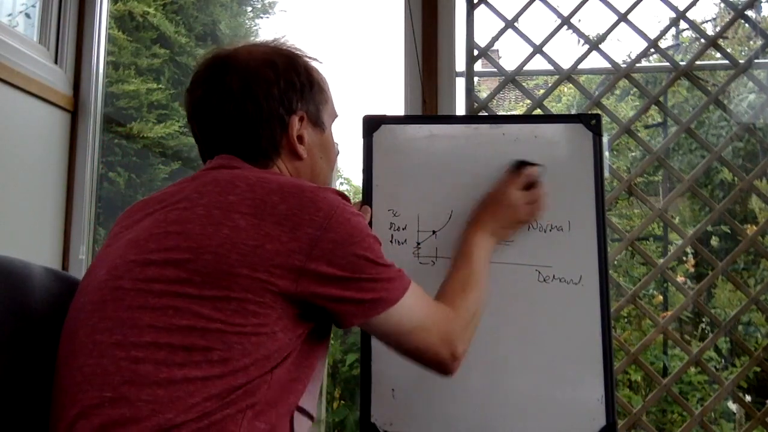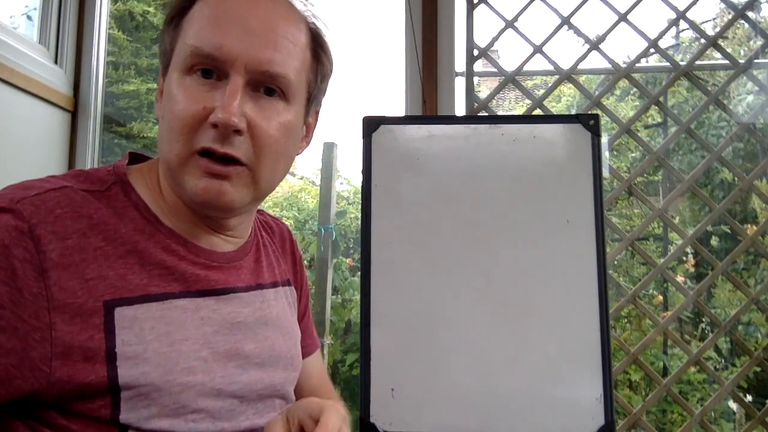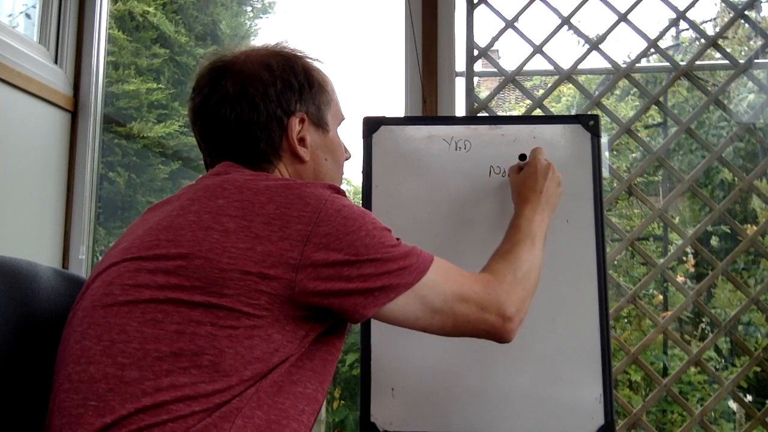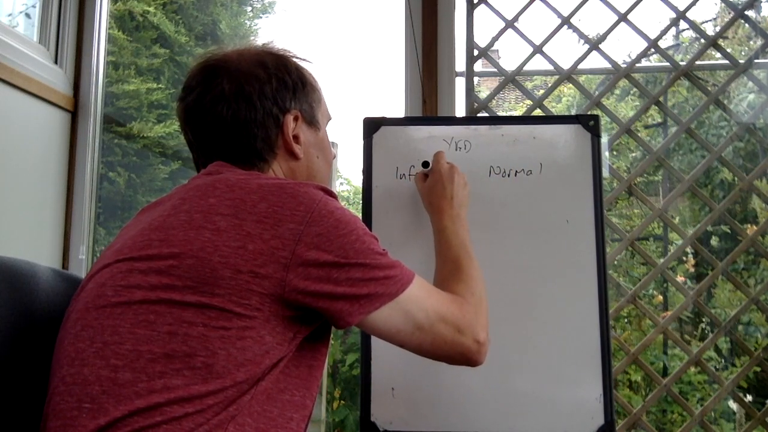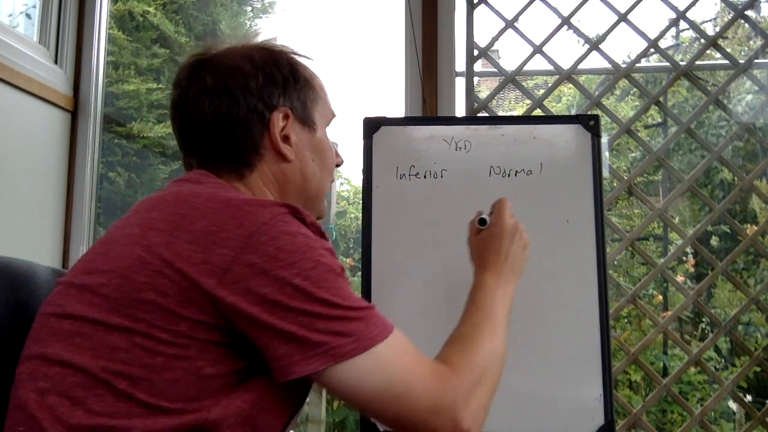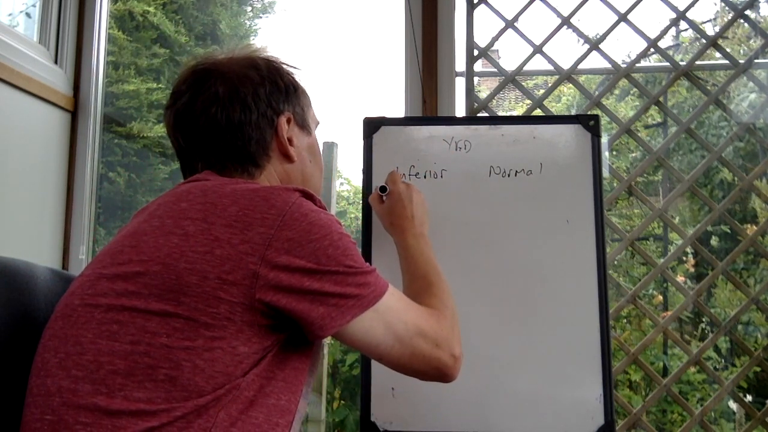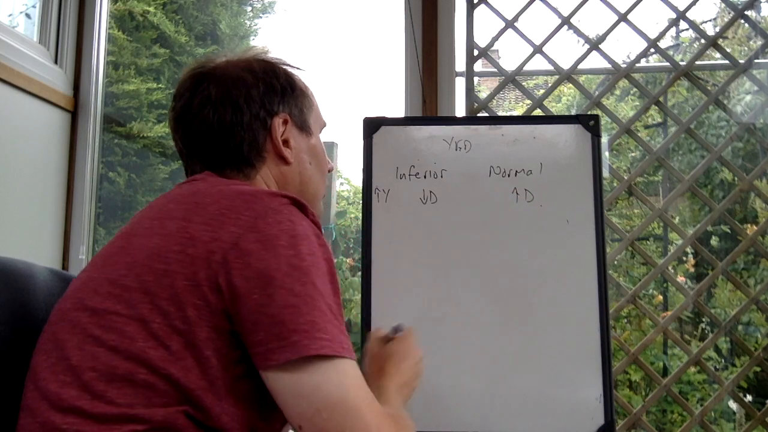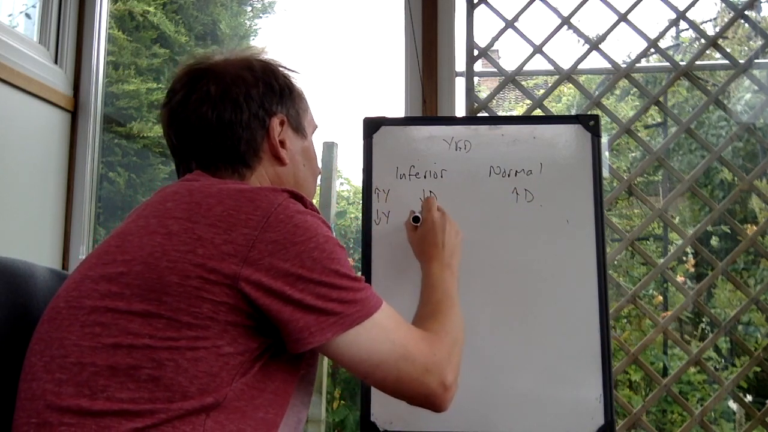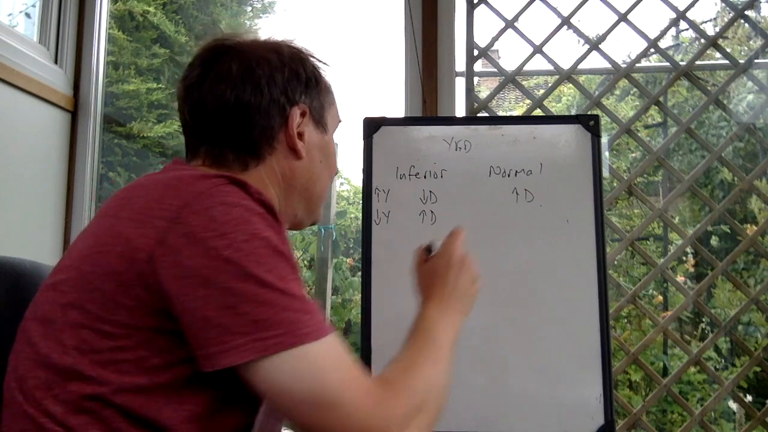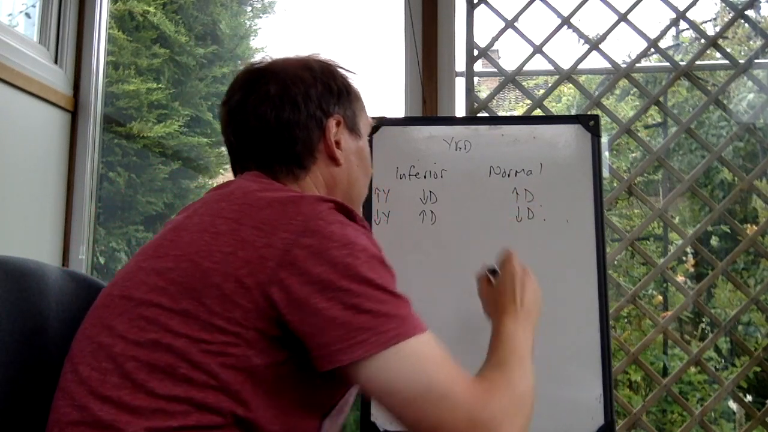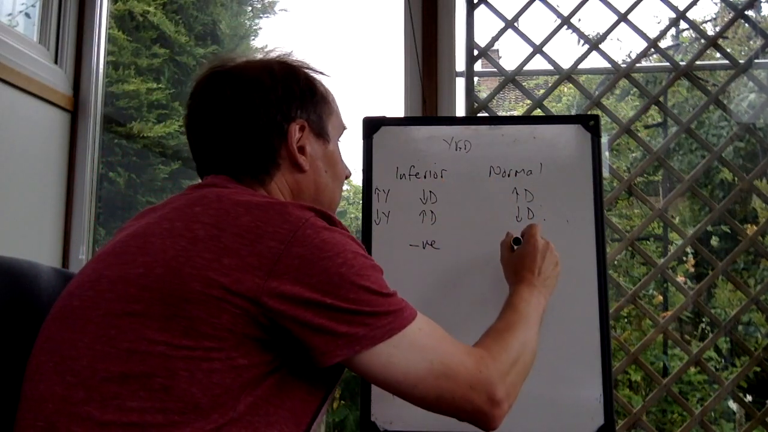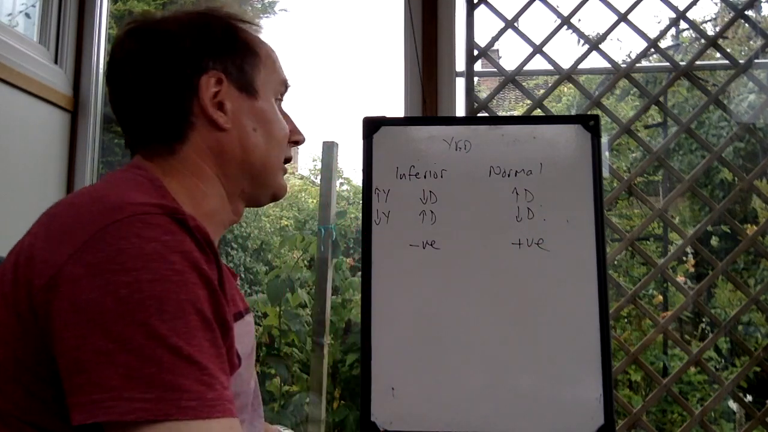So to sum up income elasticity demand, goods can be either normal or inferior. We know that an increase in income will lead to a decrease in the demand for inferior goods and an increase in the demand for normal goods, and a decrease in income will lead to an increase in the demand for inferior goods and a decrease in the demand for normal goods. Therefore, for inferior goods income elasticity demand is negative, and for normal goods income elasticity demand is positive.